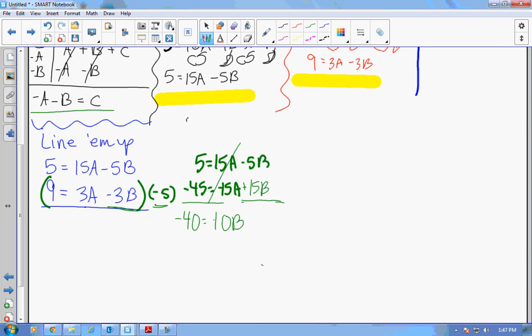Okay. 10, -5 plus 15 is the same thing as 15 minus 5, which is 10. Yeah, divided by 10, so what's b going to be? -4. So we finally found one of the letters! Yay! We are not done.